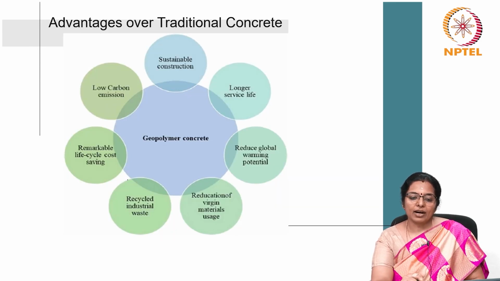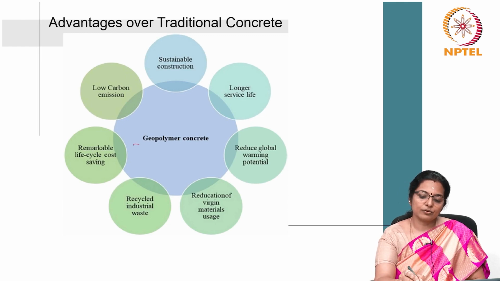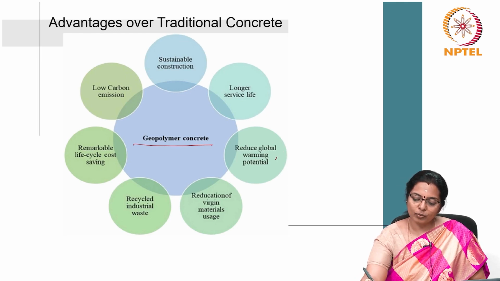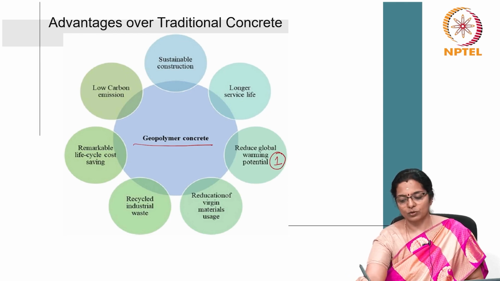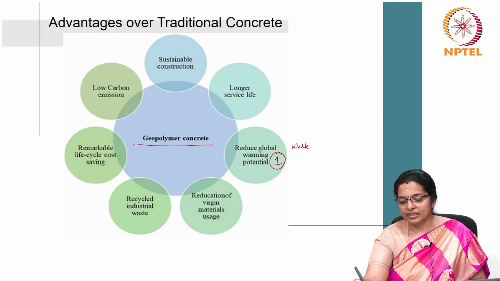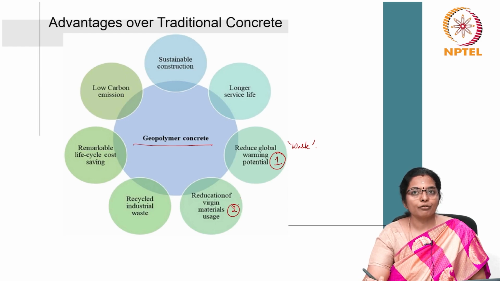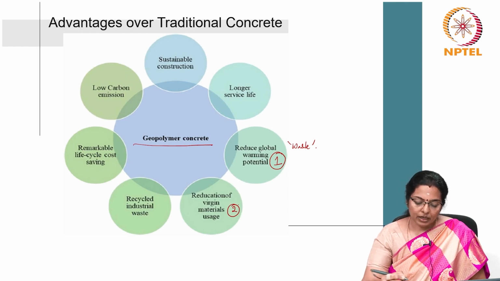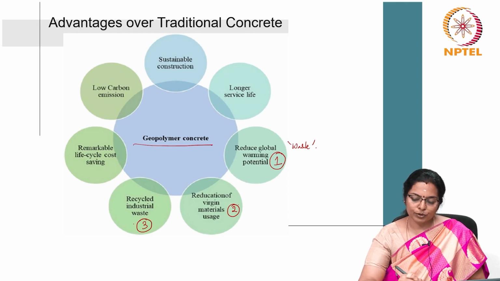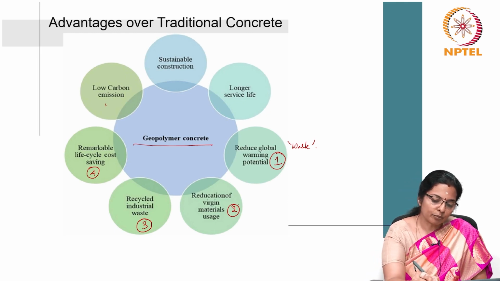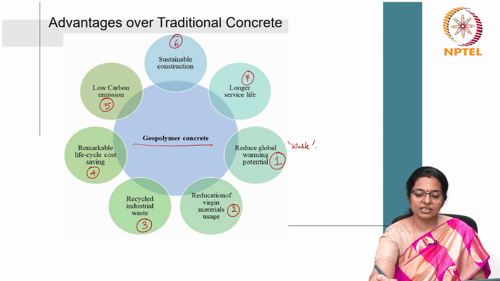Let us now look at the advantages of geopolymer concrete over traditional concrete. First, it has global warming reducing potential because it uses a lot of so-called waste, rice husk ash and so on. There is reduction of virgin materials usage because we have a lot of filler materials. So, it has recycled industrial waste which would otherwise get dumped, and remarkable life cycle cost savings. Apart from being low carbon emission, it is a sustainable construction material with longer service life.